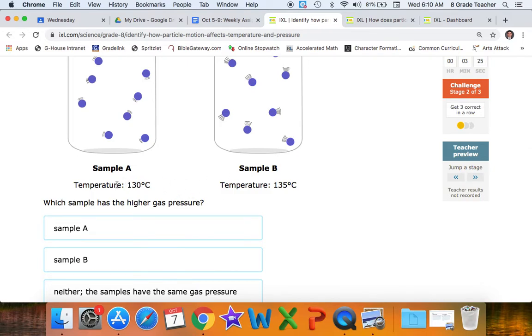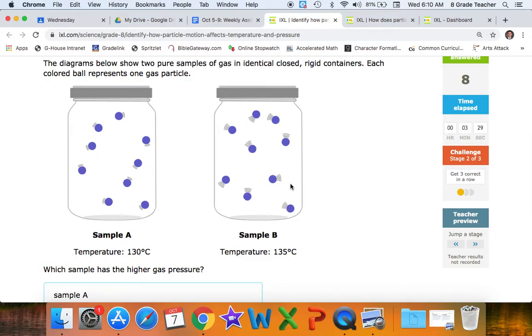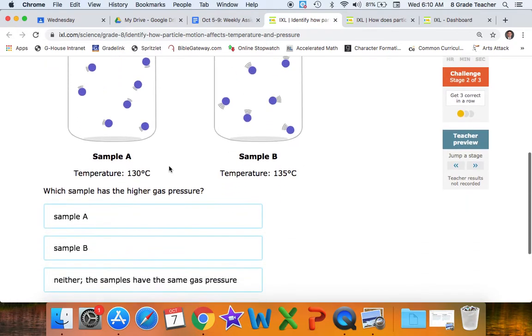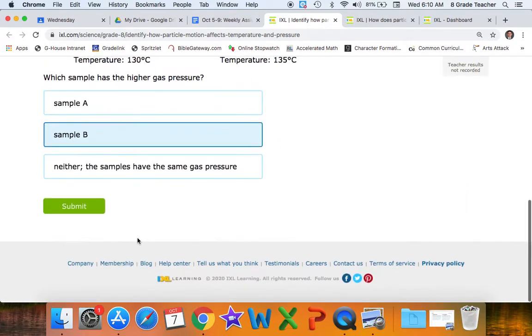Sample A, sample B. One's 130, one's 135. We're going to say that sample B has the higher gas pressure because of higher temperature. Let's count the number of particles. 1 through 9 in each. Same number of particles. Sample B is going to have the higher temperature.